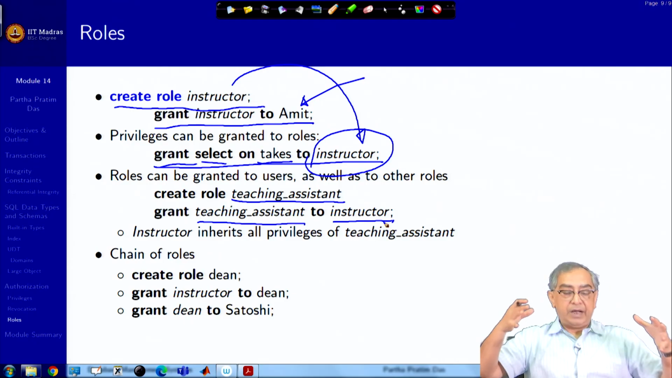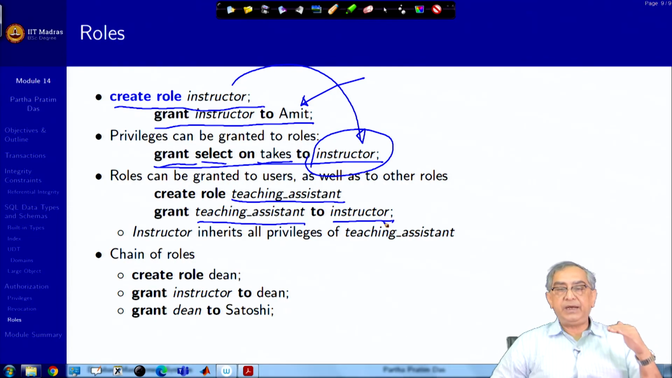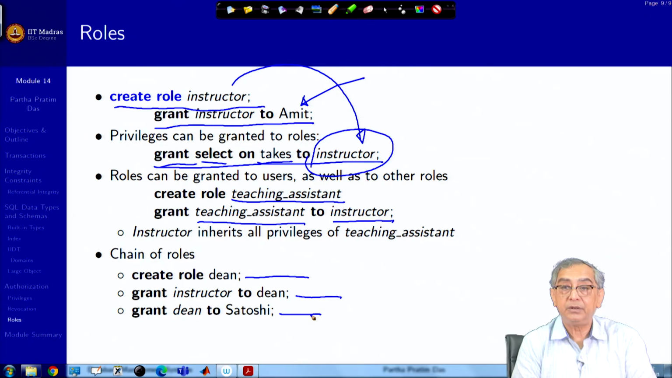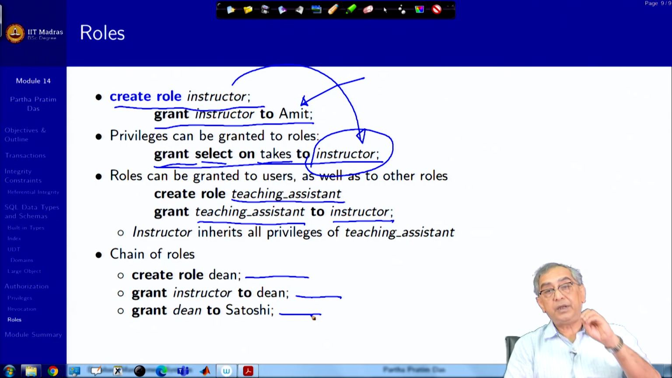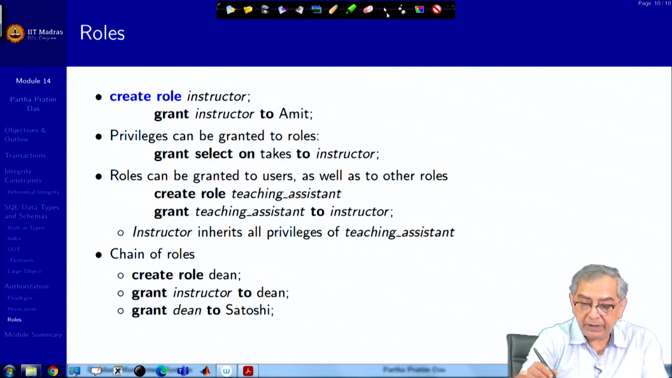In this way you can have a hierarchy of roles, and according to the role that a person is playing, he or she will get all the privileges granted to that particular role. So, you can create role dean, grant instructor to dean, then grant dean to Satoshi. Satoshi will have all privileges of the dean role, which has all privileges of the instructor role. Anything granted to instructor will be available to dean, and anything specially granted to the dean role will also be available to Satoshi, but not to others who have just the instructor role but not the dean role. That is the basic property of roles.